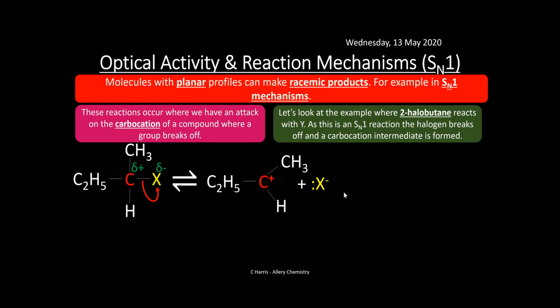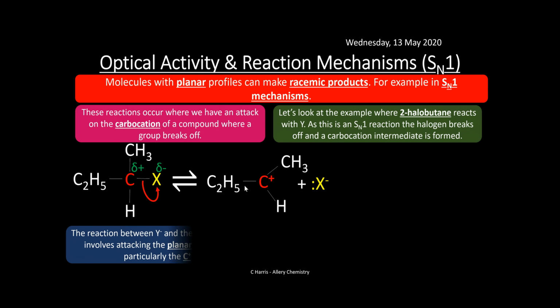So this is the first step. Remember, in SN1 reactions, the halogen here breaks off first, and then what we form is a carbocation, as you can see here. So here's a carbocation with a halogen that's broken off. A very typical SN1 reaction.